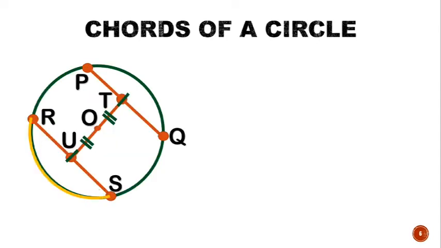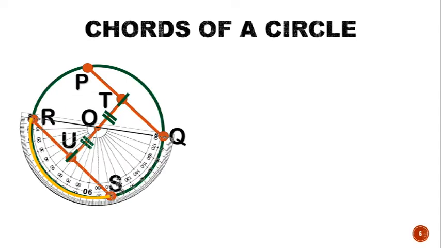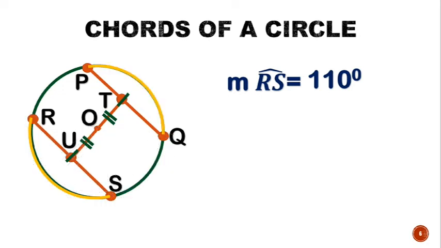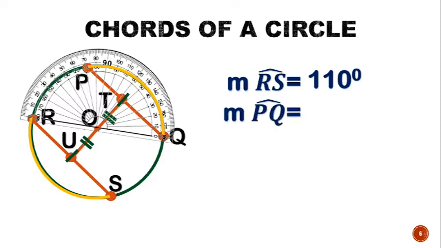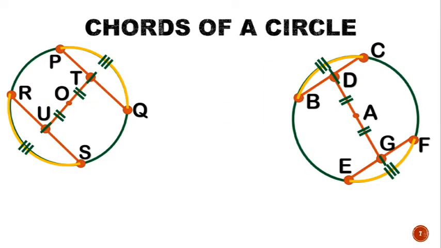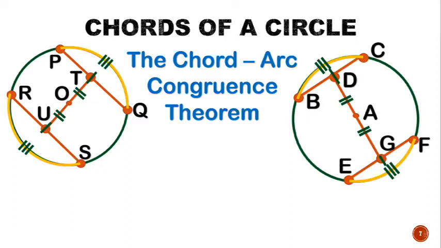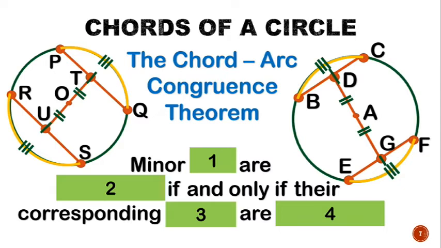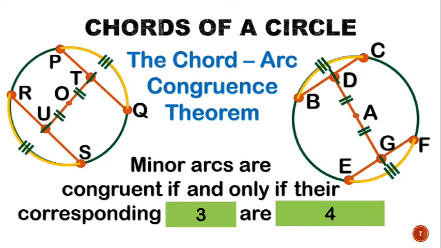Let's have the other example. This time, let's measure arc RS. That's 110 degrees. Let's look at arc PQ. It's also 110 degrees. Okay, so nalaman natin na kapag yung chords are the same, yung minor arcs na katapat nila are also the same. So that is the chord arc congruence theorem, which states that minor arcs are congruent if and only if their corresponding chords are congruent.